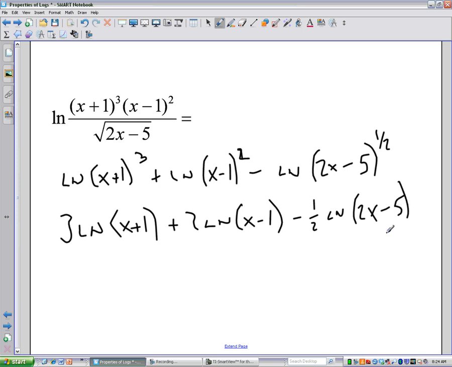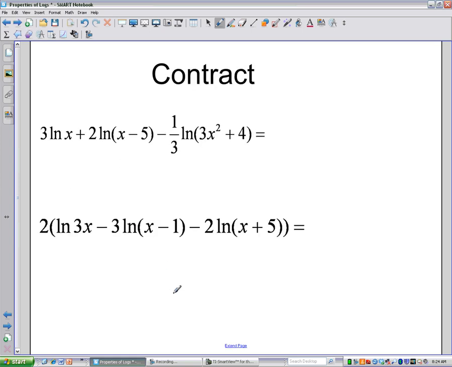And believe me, this turns out to be a really helpful thing when we start taking derivatives of these. Right now it's just fun practice, right? So the other way is we can contract these things. We can turn it back into one single logarithm. And so, where it used to be addition, it now becomes multiplication. Where it used to be subtraction, it's now division.